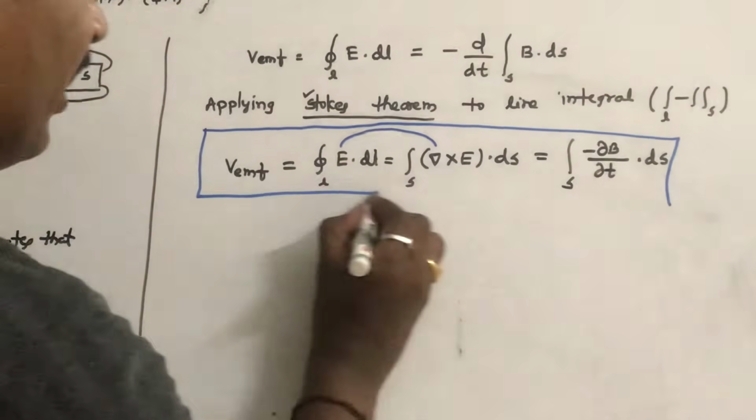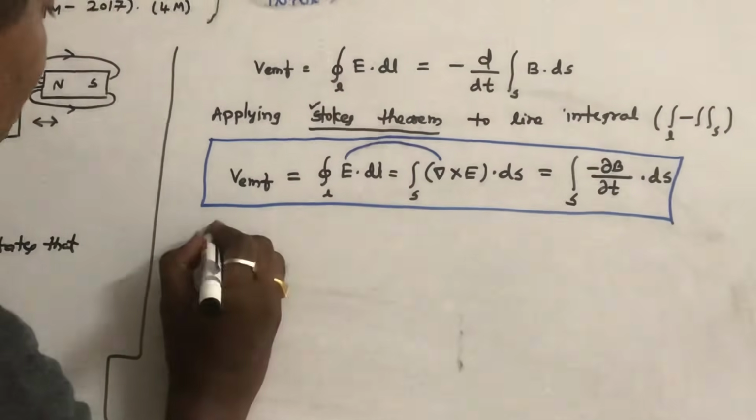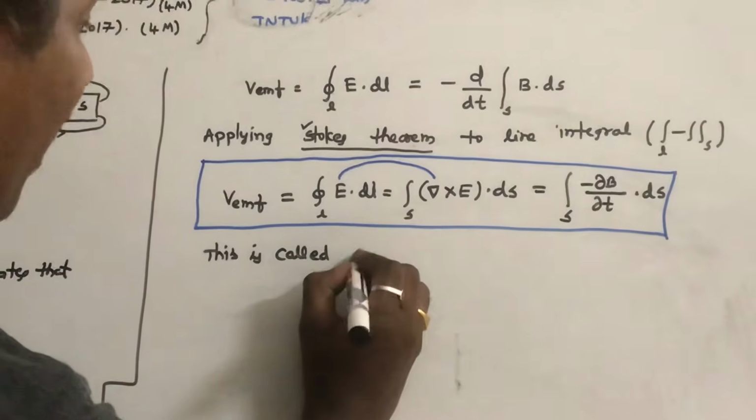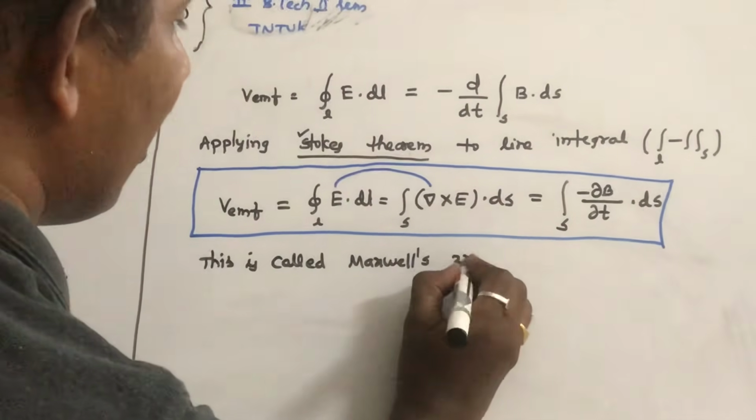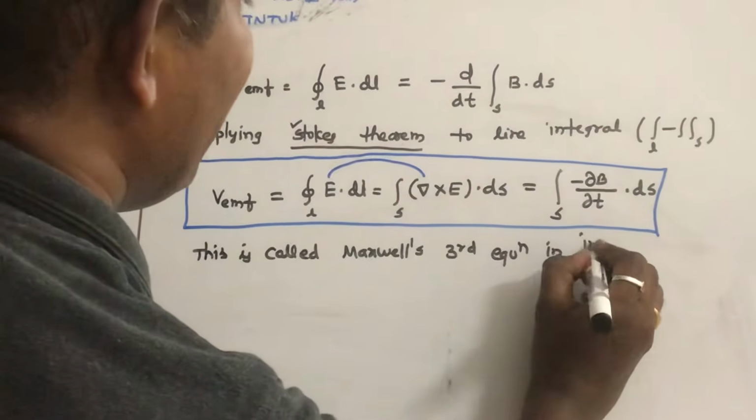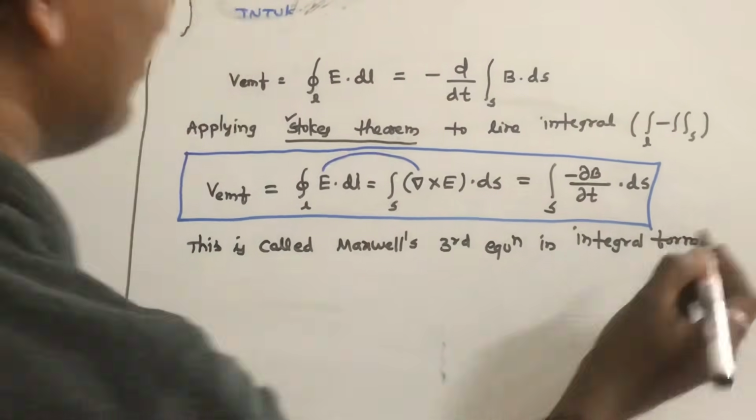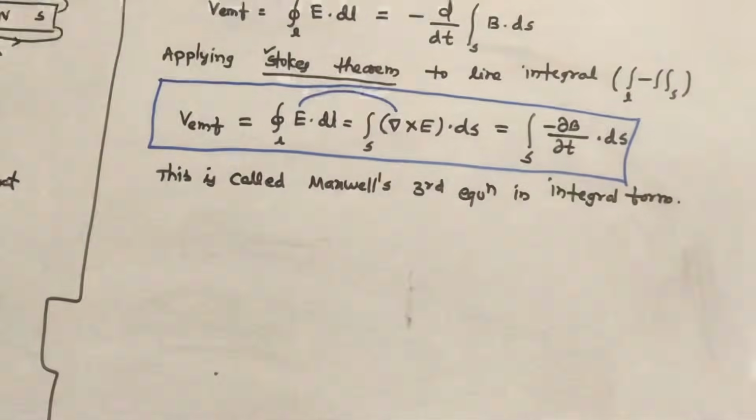This is a very very important equation. This equation is called Maxwell's third equation, Maxwell's third equation in integral form. Derived from which law? Derived from Faraday's law.